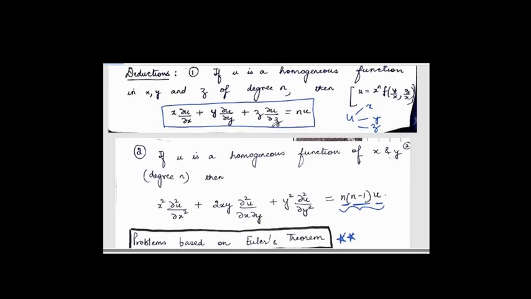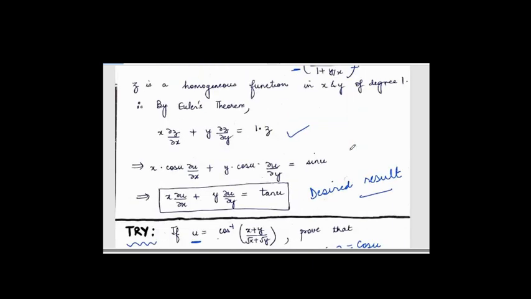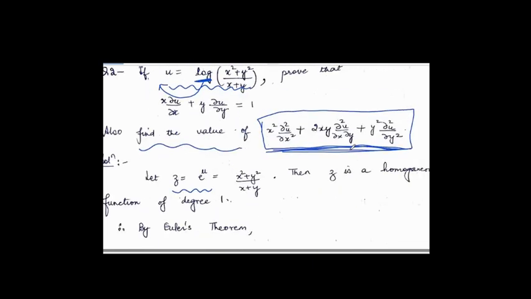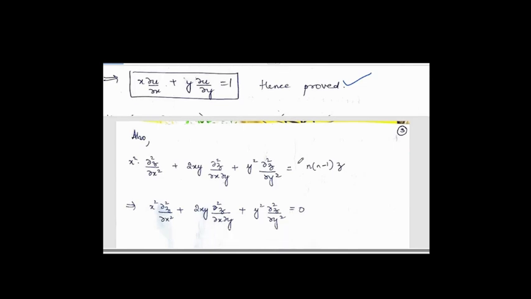Now the second order expression, if you recall, we have just stated here that for second order you have this result that if u is a homogeneous function of degree n, then this expression looks like n into n minus 1 times the function itself. But here the result which is expected is in terms of u. But u is directly not homogeneous, so we cannot apply the result here directly. So let's see how we approach this problem.